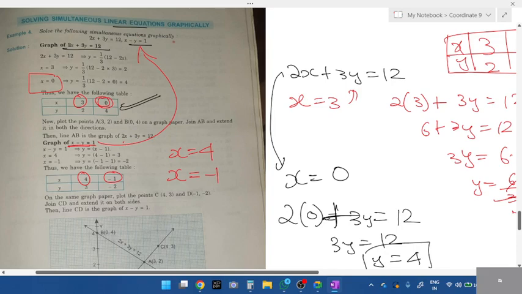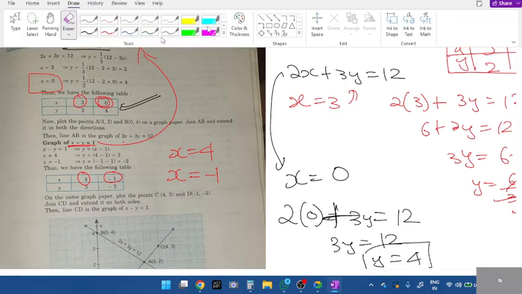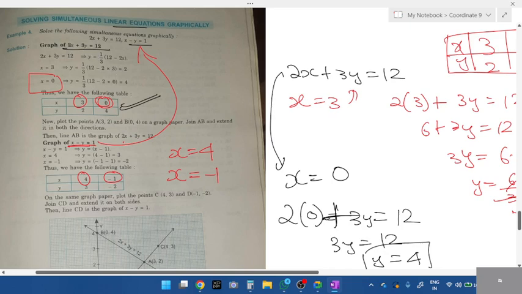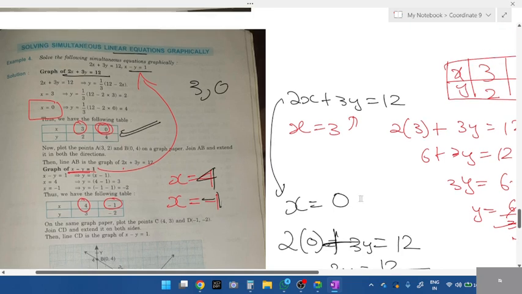Solve the simultaneous equations graphically. Remember the word graphically. We need to use a graph, students. If the word graph is not given, solve the simultaneous equations; then we can use three methods. What are the three methods we have? Substitution, elimination, and cross multiplication. So the only difference is graphically. If a graph is given, don't use any of those. We use the assumption method. For each question, two assumption values. They have assumed 3 and 0 for the first and 4 and minus 1 for the second. We can take any other values and solve.